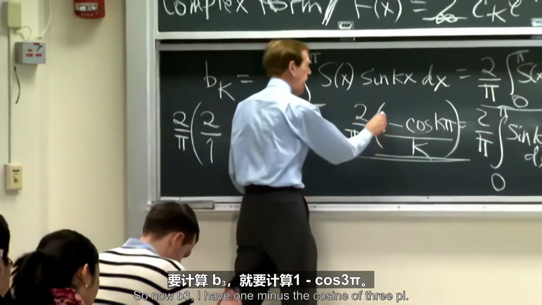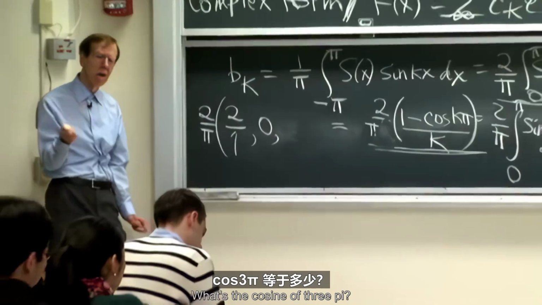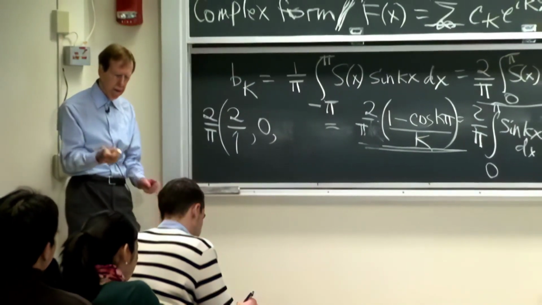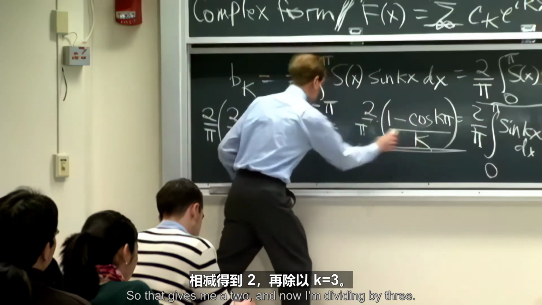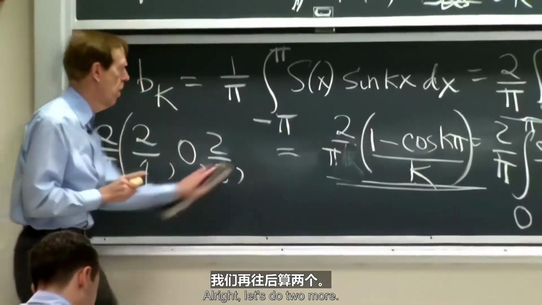So now B3, I have 1 minus the cosine of 3 pi. What's the cosine of 3 pi? It's negative 1 again, right? Same as the cosine of pi. So that gives me a 2, and now I'm dividing by 3. 2 over 3. All right, let's do 2 more.